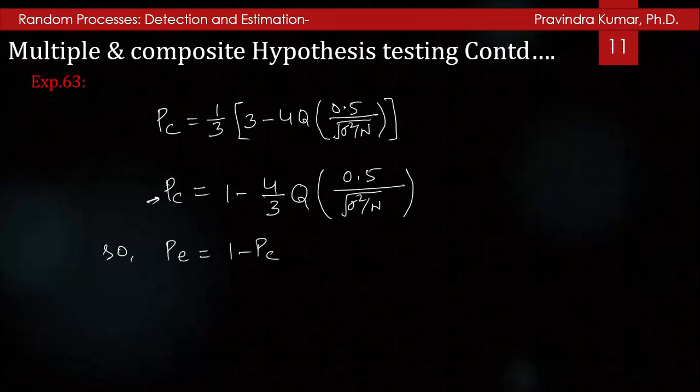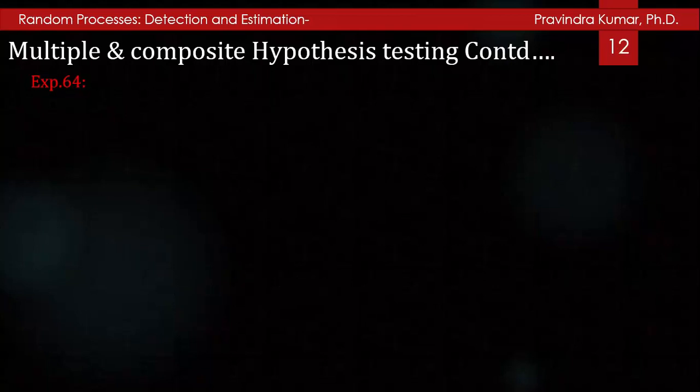And you know the probability of error will be 1 minus the probability of correct decision. So from here the probability of error will be 4/3 Q(0.5 divided by root of sigma square by n). This is the probability of error for this case.